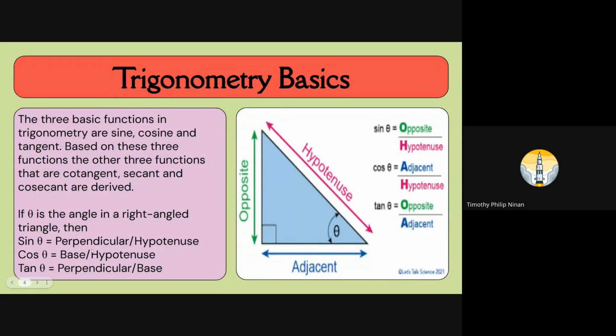So sine theta is nothing else but perpendicular by hypotenuse. Cos theta is base by hypotenuse. Tan theta is perpendicular upon base. So tan theta is nothing else but when we take the sine theta and divide it by cos theta: sine theta upon cos theta is equal to tan theta.